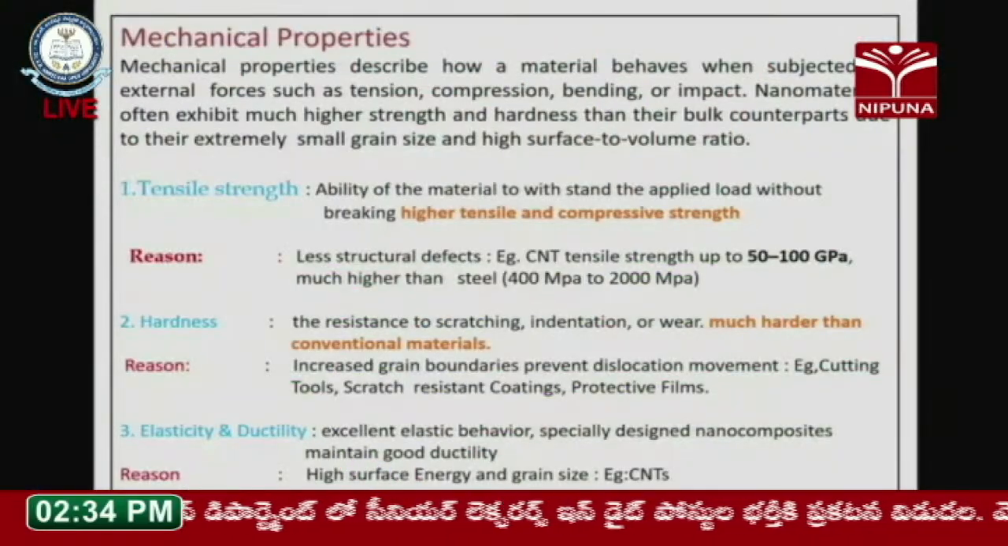Coming to elasticity and ductility: elasticity means when a load falls on the material, though there is deformity, it can still get back to its original shape and size. It has better elasticity than its bulk counterpart. And ductility is the drawing of material into thin wires. That property is also shown very efficiently by nanomaterials, with good ductility. What is the reason there? High surface energy and small grain size. Again, the example is carbon nanotubes.